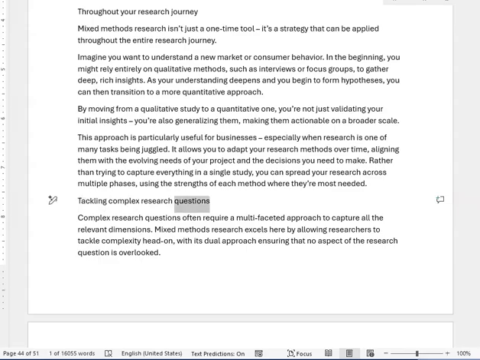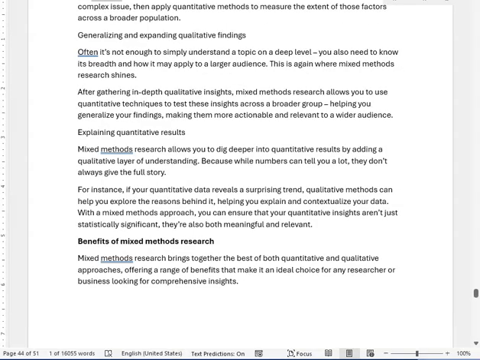Tackling complex research questions. Complex research questions often require a multifaceted approach to capture all the relevant dimensions. Mixed methods research excels here by allowing researchers to tackle complexity head-on, with its dual approach ensuring that no aspect of the research question is overlooked. For instance, you can use qualitative methods to identify the underlying factors of a complex issue, then apply quantitative methods to measure the extent of those factors across a broader population.